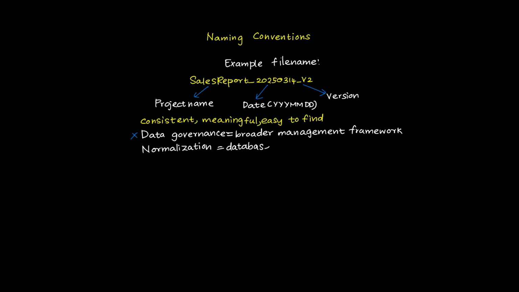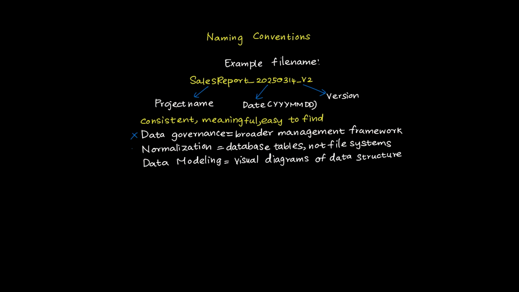Normalization is about organizing relational database tables and reducing redundancy. Files on a file system have nothing to do with database table design. Data modeling creates visual diagrams of how data is structured. That's about mapping data architecture, not labeling files.